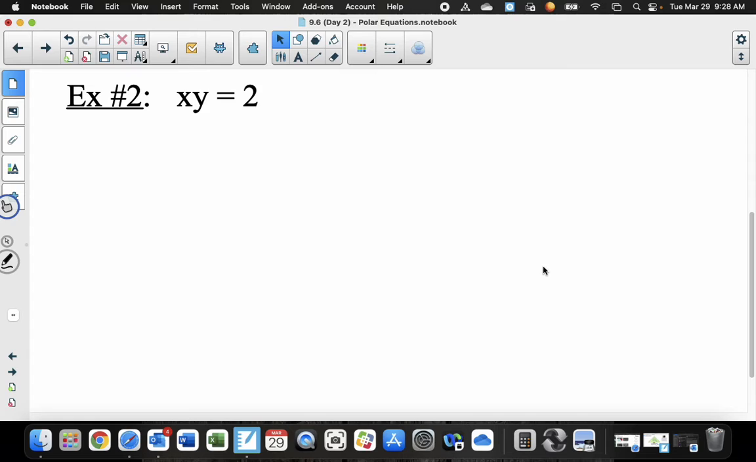There's example number 2. X times y equals 2. So again, some random rectangular equation, x times y equals 2. In order to put that into a polar equation, substitute in what x equals, substitute in what y equals. Okay? So if we take x out, x is r times the cosine of theta. Y is r times the sine of theta.